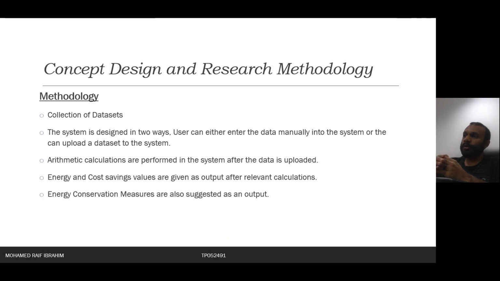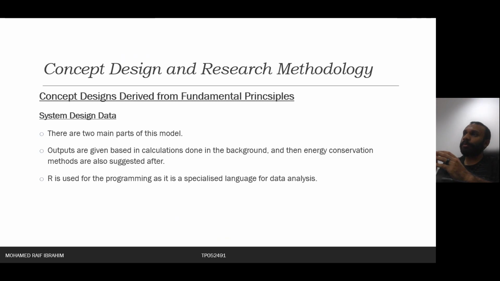Energy conservation measures are also suggested as an output, which includes retrofitting or where the energy usage can be reduced, and so on. There are two main parts of the model, and outputs are given based on calculations done in the background, and then energy conservation methods are also suggested afterwards. Programming language R is used for the programming as it is a specialized language for data analysis.